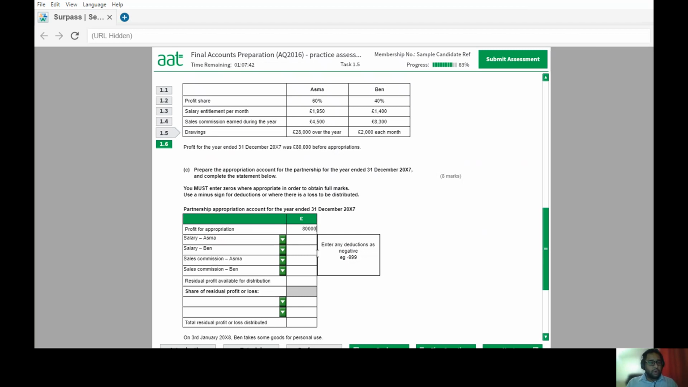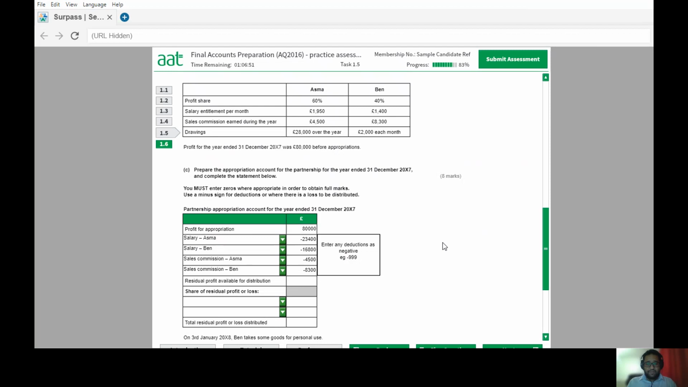Here they also said enter any deduction as a negative figure. So these are going to be your negative figures because this is something the business is paying out. So negative 1,950 multiplied by 12 is going to be £23,400, definitely a negative. This is also negative: 1,400 multiplied by 12, £16,800. And then we also have a negative figure of 4,500 per annum for the sales commission, and then negative £8,300 for sales commission for Ben.